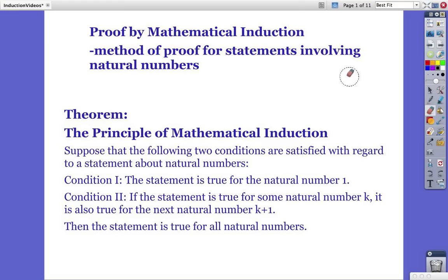The principle of mathematical induction is based on two conditions. The first is you need to prove that the statement is true for the natural number 1. If condition 1 is met, and we'll call that the anchor or the base case, then you should move on to condition 2, and that is you can make an assumption that the statement is true for some natural number k. And if it is true for natural number k, then you must prove that it is also true for the number k plus 1. If that can be proven, then by the principle of mathematical induction, your statement will be proven for all natural numbers.